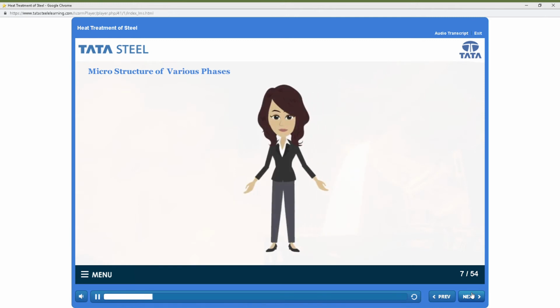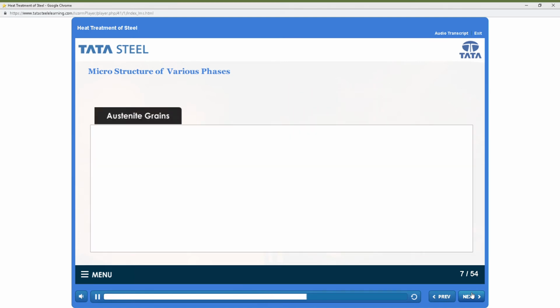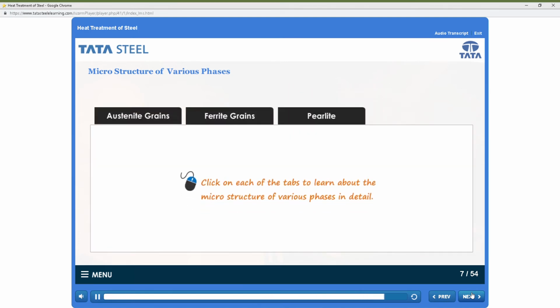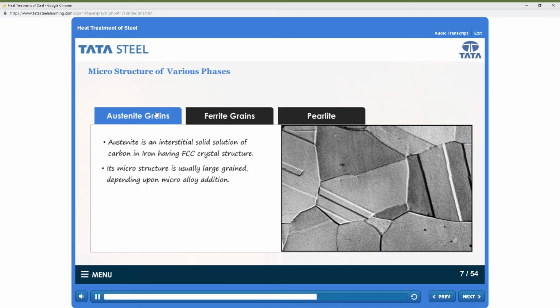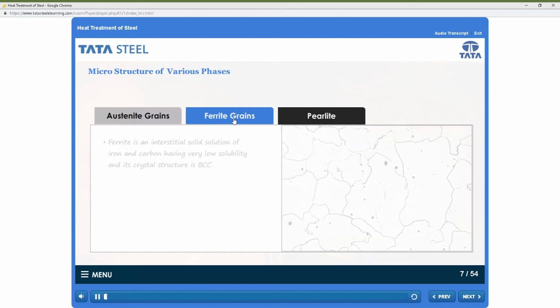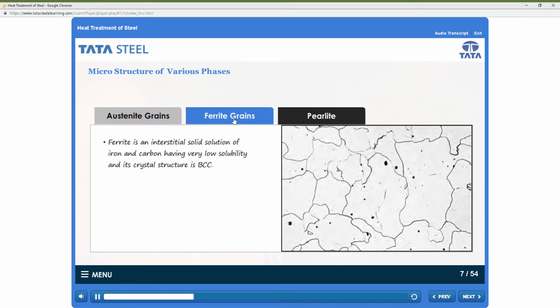As we have previously seen, microstructure of steel varies at different phases. Let us now understand this in detail by clicking on each of the tabs. Austenite grains. Austenite is an interstitial solid solution of carbon in iron having FCC crystal structure. Its microstructure is usually large-grained, depending upon microalloy addition. Ferrite grains. Ferrite is an interstitial solid solution of iron and carbon having very low solubility and its crystal structure is BCC.